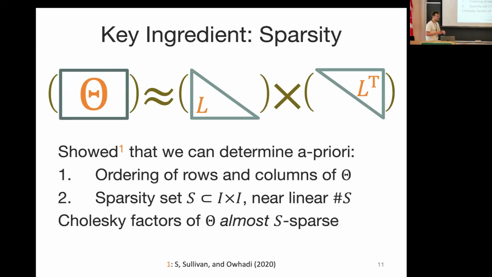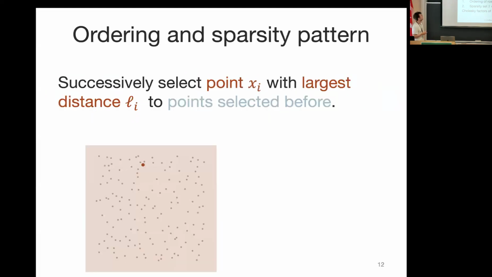The main ingredient for this algorithm is the sparsity of Cholesky factors. So that's what I'm going to walk you through now. In the prior work we had shown that even though these matrices theta are dense, their Cholesky factors are actually very close to being sparse. Of course, the sparsity of a Cholesky factor depends on which ordering you use or which basis you represent the matrix in. So I'll walk you through two examples of such bases or orderings that lead to these sparse Cholesky factors.